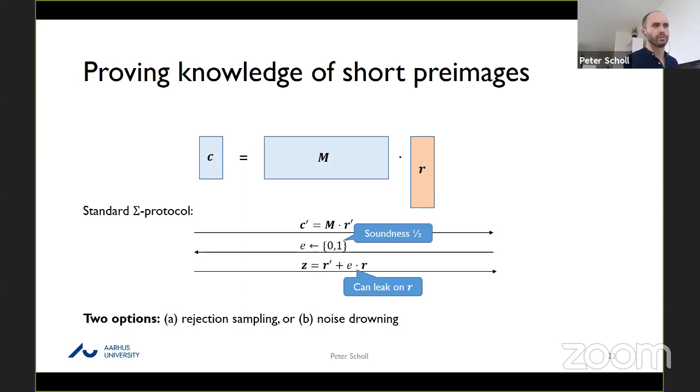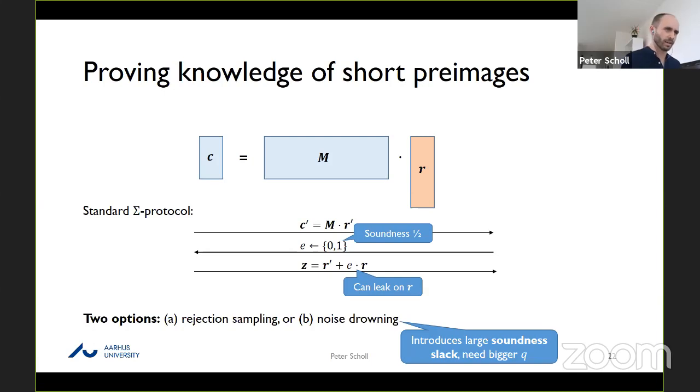Or you can do the more naive noise drowning again, where you just choose r prime to be superpolynomially larger than r. The problem with noise drowning here is that this introduces this soundness slack parameter into the proof, where if you choose r prime to be very, very large, then a dishonest prover can also choose r to be much larger than what you want it to be and still pass the proof. Which means in your encryption scheme, you need the modulus q to be much larger than you would normally with the passive protocol, and gives you bigger parameters.